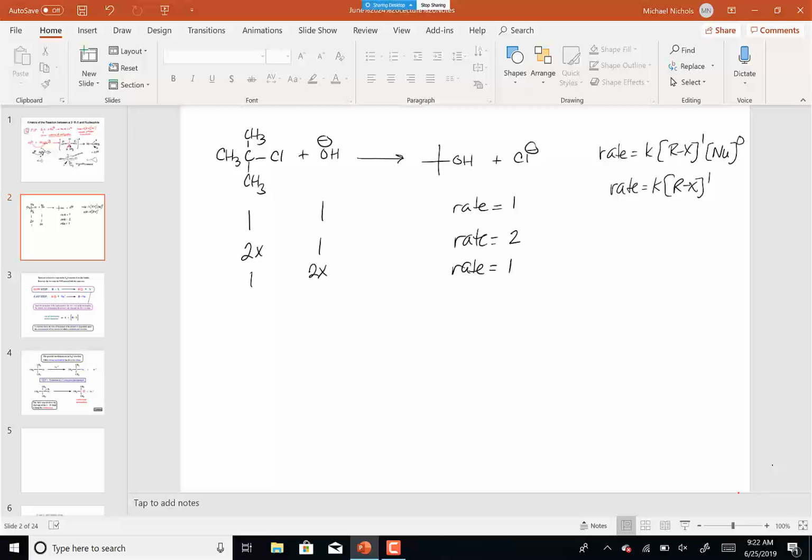So ultimately, what was decided was that here's how the reaction occurs. I take my alkyl halide, and in this case I'm going to have 3 alkyl groups. And I'm going to take that alkyl halide, and I'm first going to break the carbon-chlorine bond.